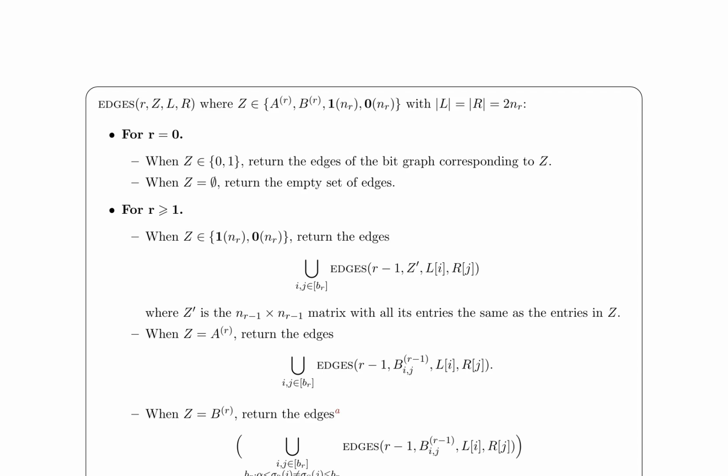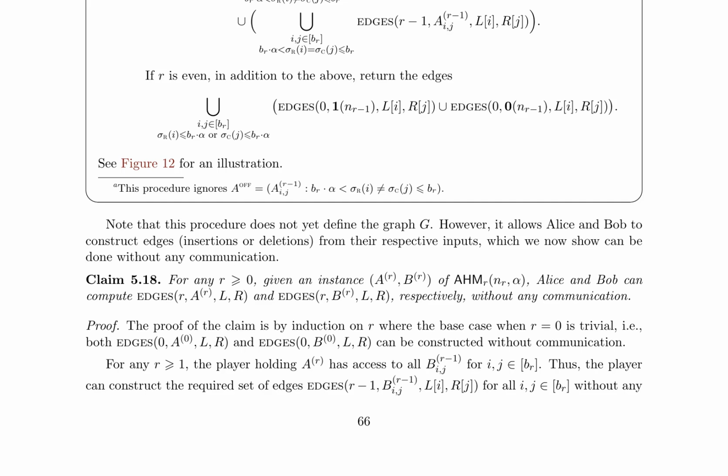If R is even, in addition to the above, return the edges for i, j element of B(R) where sigma_R(i) is less than or equal to B(R) alpha or sigma_C(j) is less than or equal to B(R) alpha, edges (0, 1, N_{R-1}), L_i, R_j, union edges (0, 0, N_{R-1}), L_i, R_j.